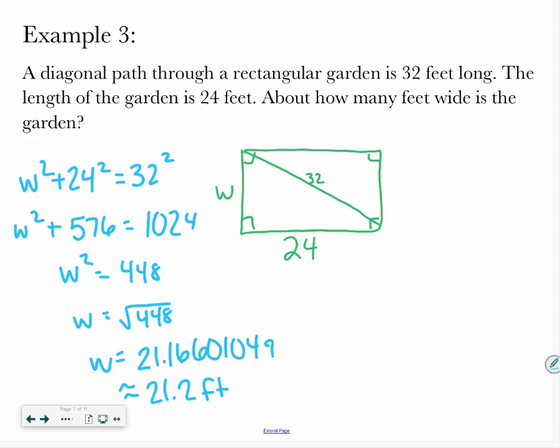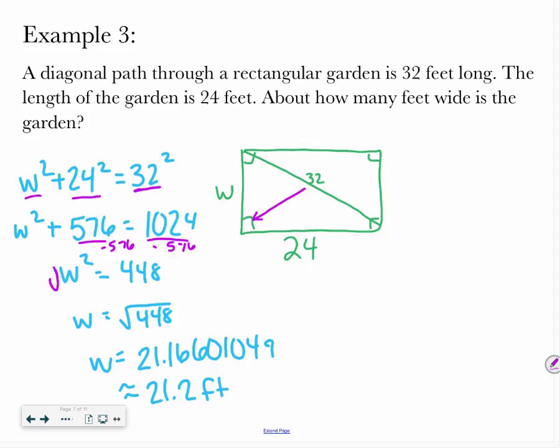Okay, so I went through that kind of quickly, so let's go back and look. I set up my equation with my diagonal, the one across from that right angle, my hypotenuse, on its own side of the equal sign, so I have 32 squared, and then it equals that 24 squared plus that length that we didn't know yet. Then I just took the squares of both my 24 and my 32 and substituted what those are. I subtracted 576 from both sides. I'm left with w squared equals that 448.